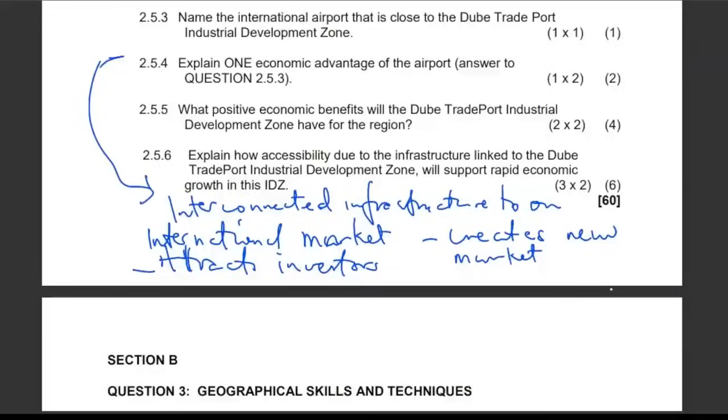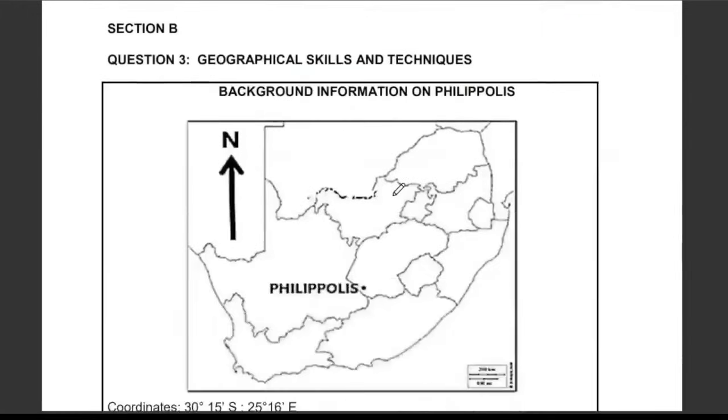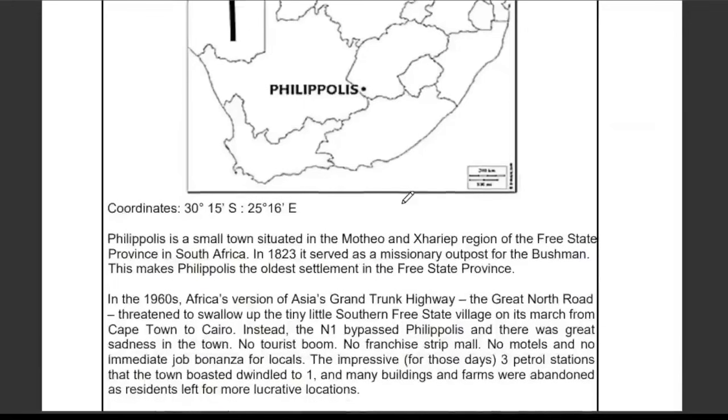We have come to the end of section A, which is our question on economic geography of South Africa. Right. The next move is for us to go to the next part, which is our part on geographical skills and techniques. This is our map for Philippolis, then the map information provided here and the coordinates. We must also go through the information. The map information will help you in answering some of the questions.